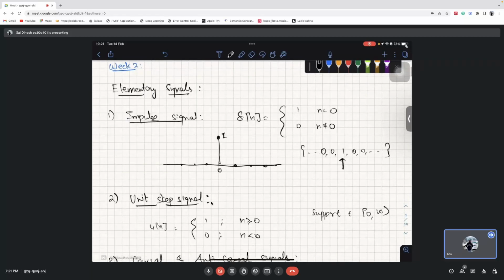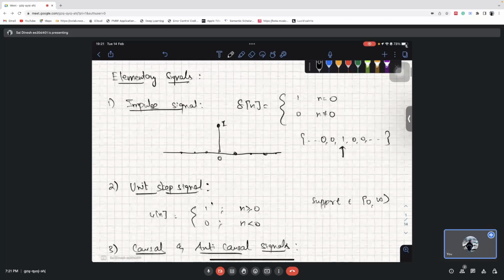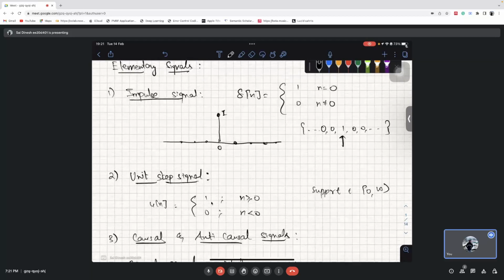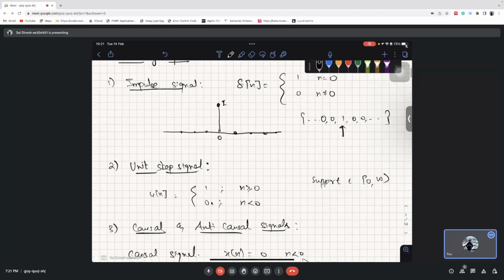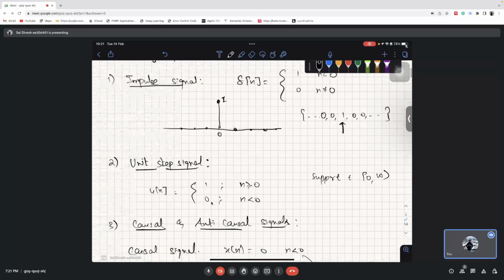First we started out with elementary signals. We first talked about the impulse signal delta of n, which is 1 only at n equal to 0 and 0 for n not equal to 0. So this is the impulse signal, and as we have seen in the later part of this lecture, the impulse signal is a very important signal which comes up everywhere, and then we talked about the impulse response of LTI systems and such.